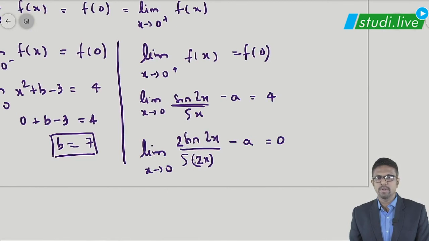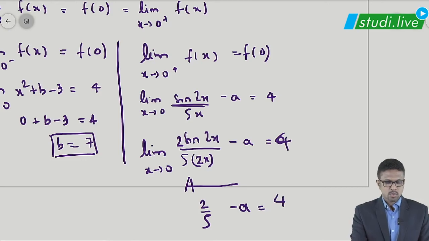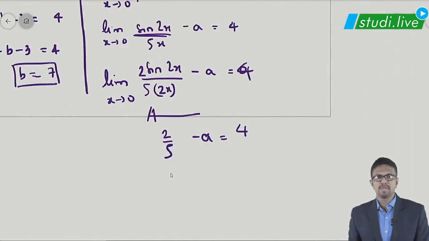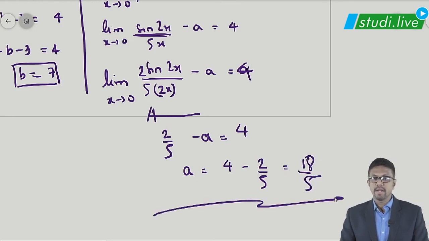So this value is now going to become 1. On applying the limit, we are getting 2 by 5 minus a is equal to 4. So minus a on one side, the rest of the values on the other side. So a is equal to 4 minus 2 by 5, so that is 20 minus 2, that is 18 by 5. So this is the value of a that we are getting, 18 by 5, and the value of b is 7. So this was also quite an easy question, it wasn't that difficult at all. So hopefully this question is also clearly understood. Let us now go to the next question.